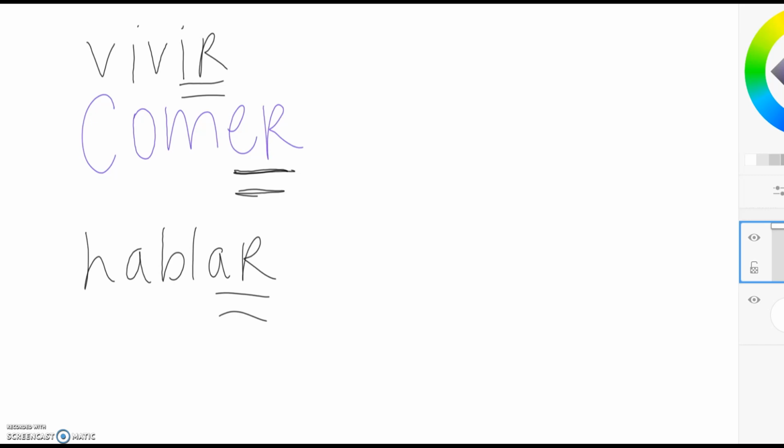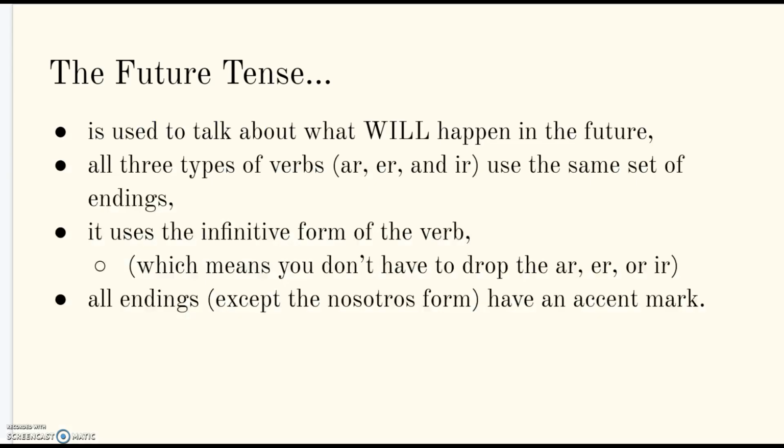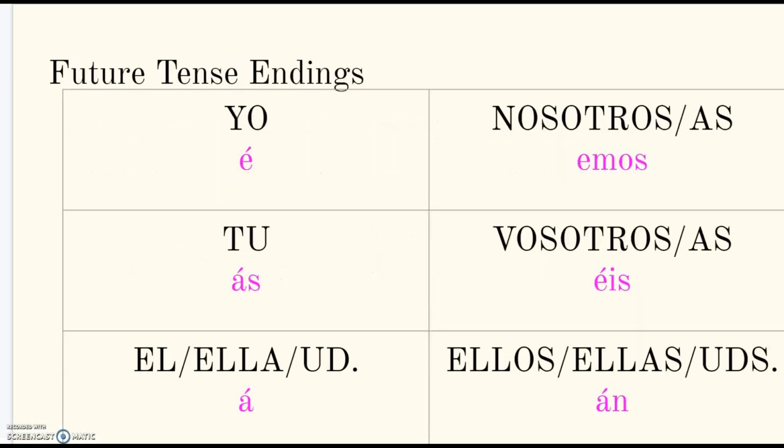So we're just going to add new endings to the end of this word. We're not going to drop anything, not going to change anything. So here are those endings that we are going to add. We have é, ás, á, emos, éis, án. Give you guys about 30 seconds to write those down, and then we'll scoot on to the next slide.